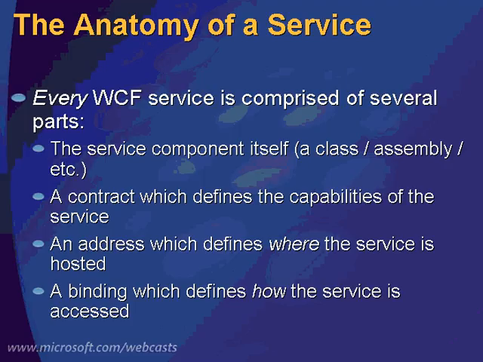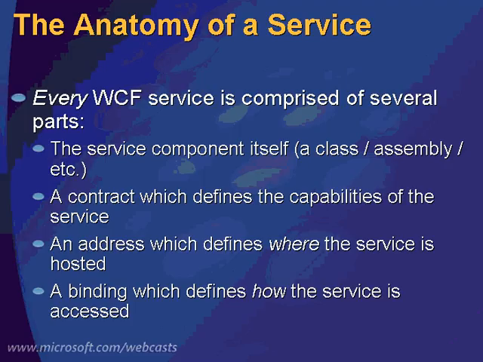The ABCs, and I should have reordered this slide so that it was in order, but we have an address, we have a binding, and we have a contract. The contract actually defines the capabilities or what it is this service does. It's a bit like a type library if you're in the old COM days.